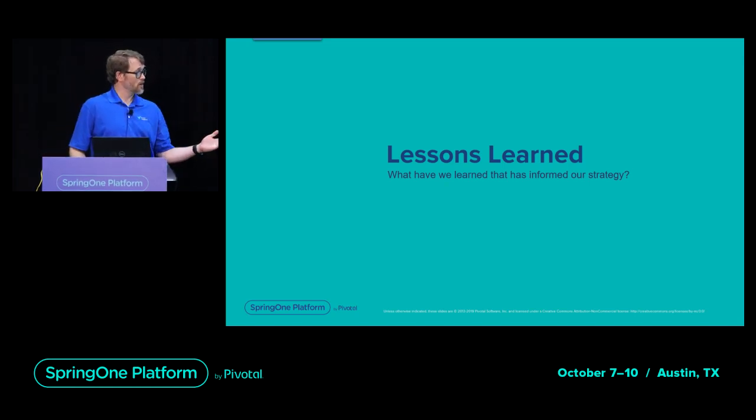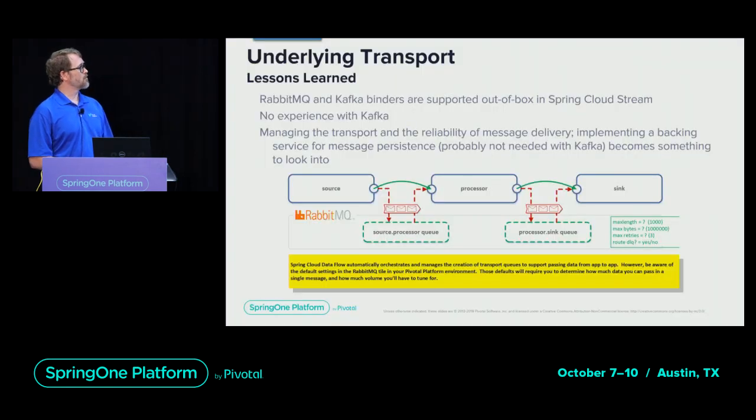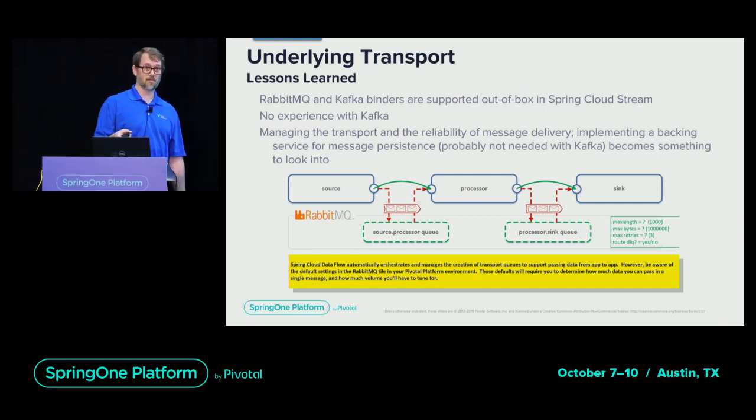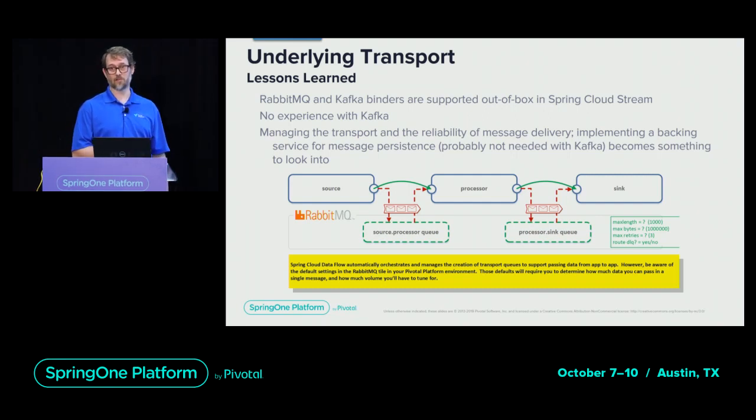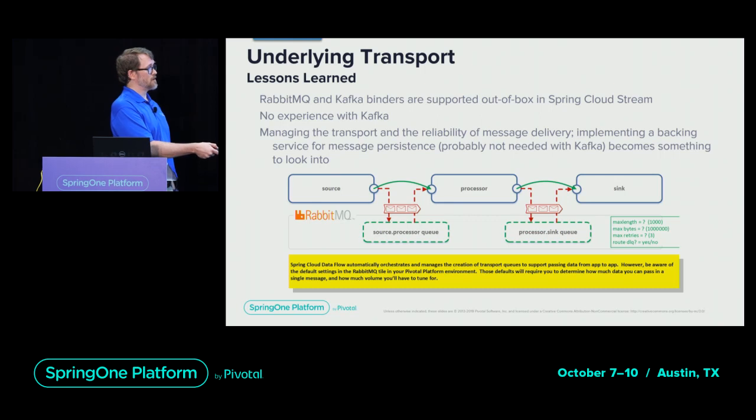So basically, what have we learned so far in our journey, and how is this affecting how we continue to move forward in executing our strategy? The first one, this is important. As I said before, Spring Cloud Stream comes with Rabbit and Kafka binders right out of the box. We don't have any experience with Kafka. We're not using Kafka. But with RabbitMQ, let me draw your attention over here to these sort of default configurations.